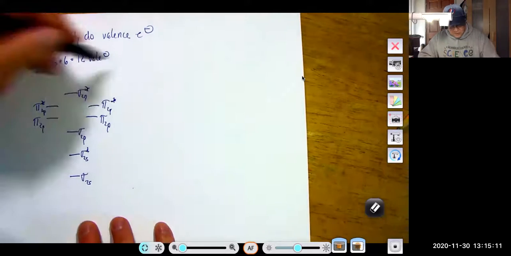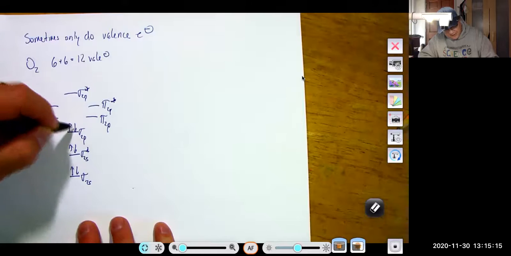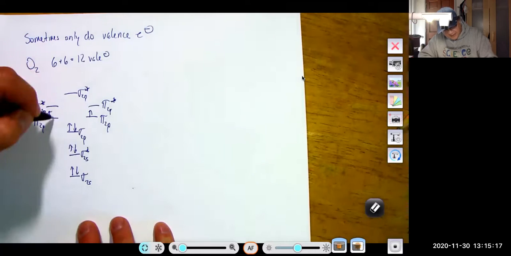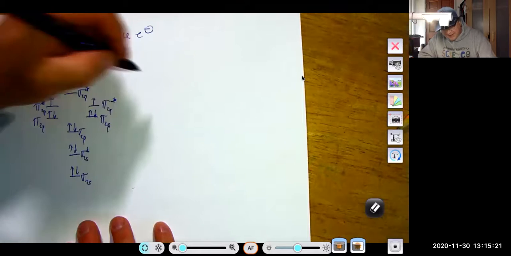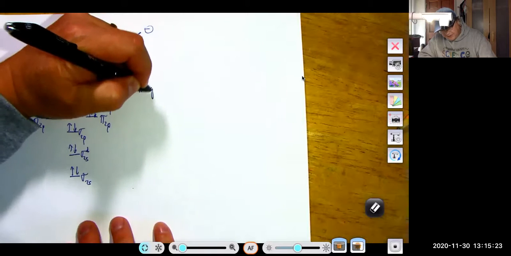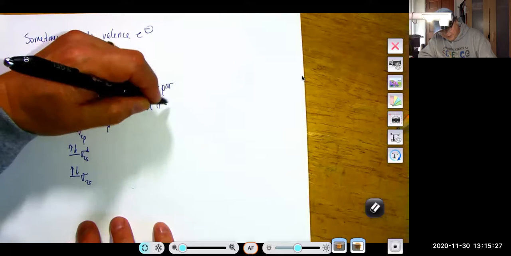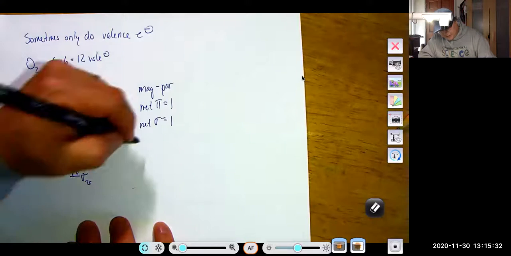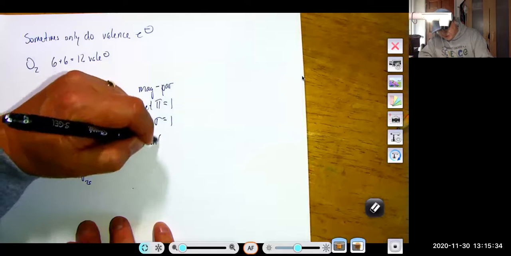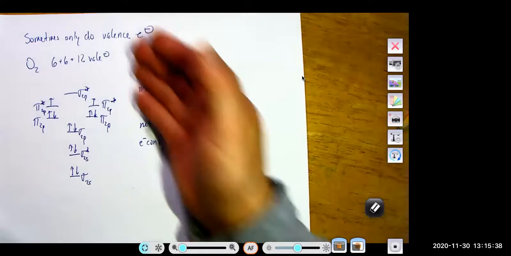So when we put the 12 electrons in here, we get 1, 2, 3, 4, 5, 6, 7, 8, 9, 10, 11, 12. And here, the magnetism is still para. The net pi is 1. The net sigma is 1. And the electron configuration is still core, and then what you see here.